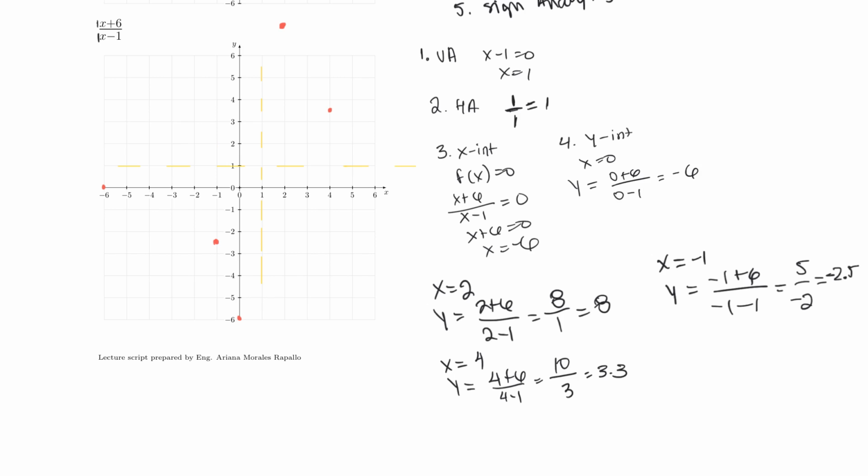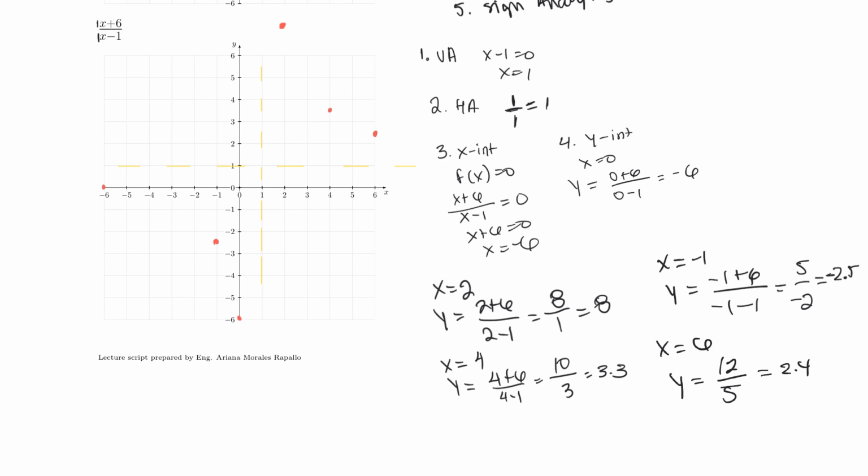Okay, let's say x equal to 6. Then we have y equals to 6 plus 6 is 12 divided by 6 minus 1 is 5. And this is equal to 2.4. Okay, so when x is 6, then I have 2.4 right here.